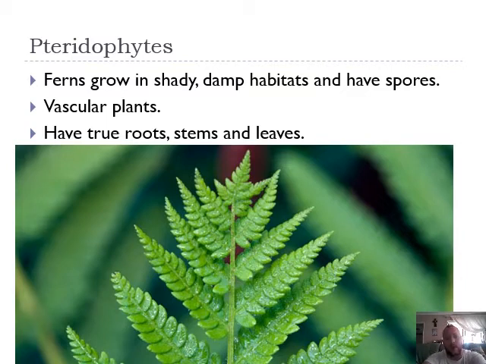So I just want to remind you what vascular tissues are again, and that is xylem and phloem. Remember that xylem transports water and dissolved substances, whereas phloem transports glucose and amino acids. All right. So again, it says here, ferns grow in shady, damp habitats and have spores.